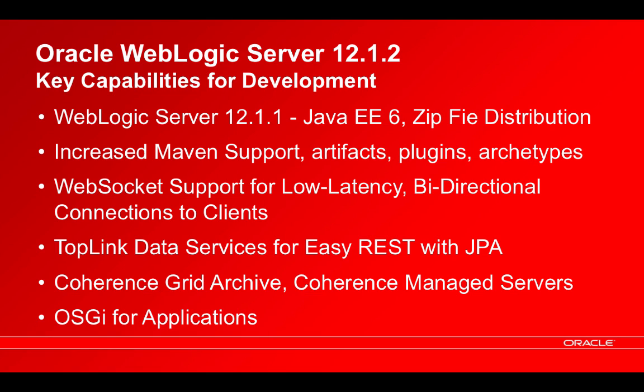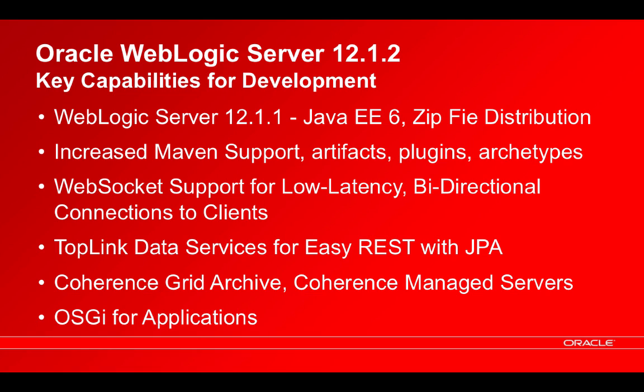As part of 12.1.2, we also provided some increased Maven support, and I'll touch on that a little later on. We've also provided an implementation of the WebSocket protocol, so that gives us a listener that's capable of handling and working with clients exchanging messages over the WebSocket protocol. We also provided an API to allow developers to program applications to consume and use this WebSocket support. We provided TopLink Data Services, which was a very innovative feature from our JPA team for providing an easy way to expose entities and data sets to clients over REST interfaces.